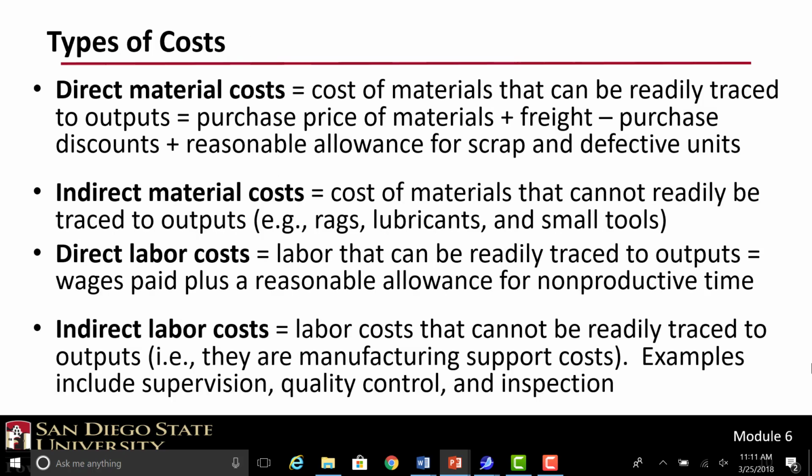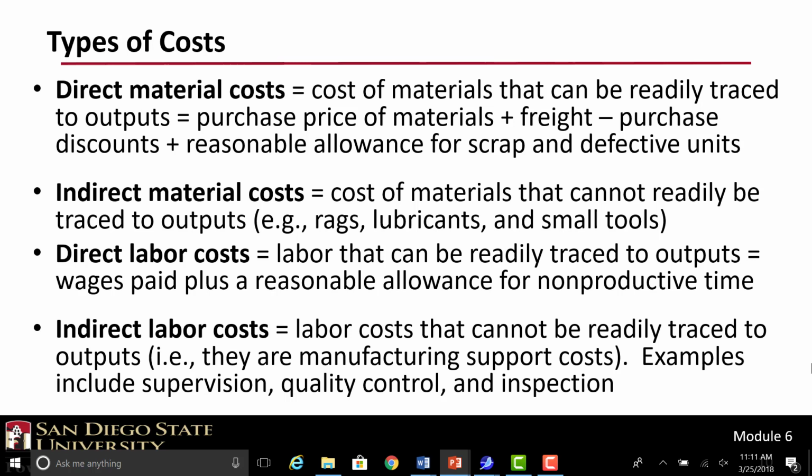So direct material costs are the cost of materials that can be readily traced to outputs. So that's typically the purchase price of the materials plus any freight you have to pay to get them there, minus any purchase discounts, plus a reasonable allowance for scrap and defective units, because obviously probably not every hamburger patty can get used, right? Maybe some are damaged, there's only half a patty, whatever it might be. That cost is still direct material cost that needs to be allocated into the cost of each burger.